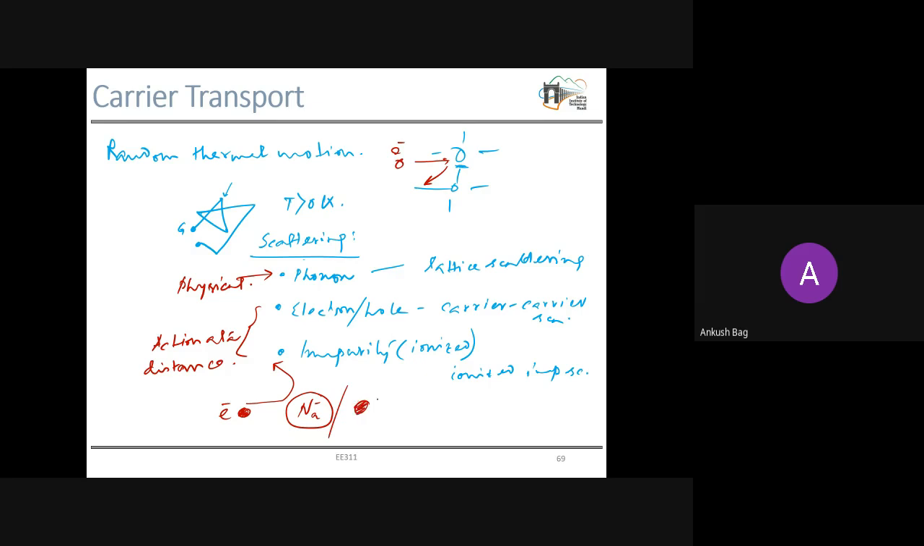Similarly, this will get scattered. So a similar kind of repulsion will be there. Now, what will happen in case we have a hole, because that is positively charged?